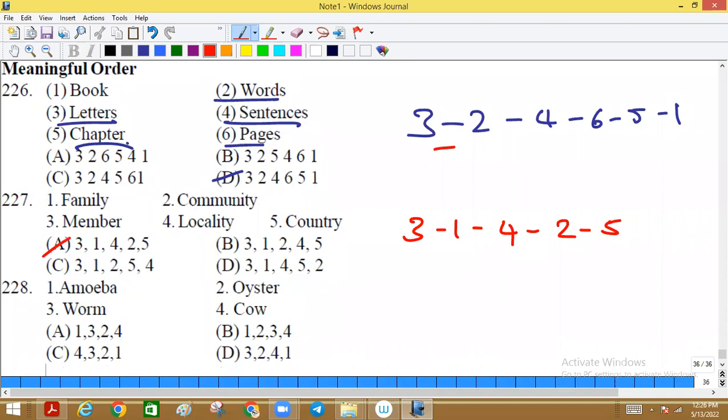Next one, 228. Amoeba, oyster, worm, cow. Amoeba, worm, oyster, cow. What is the answer? Based on what is the logic? Small size to big size. Okay, if you know the sizes, then follow this. Smallest one, amoeba. After amoeba, not the biggest one, what is the next bigger one?